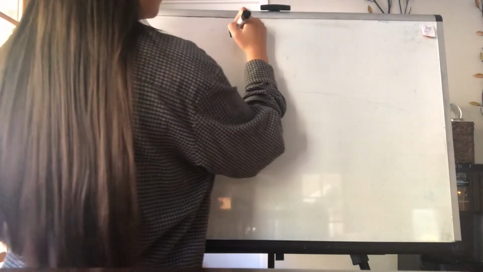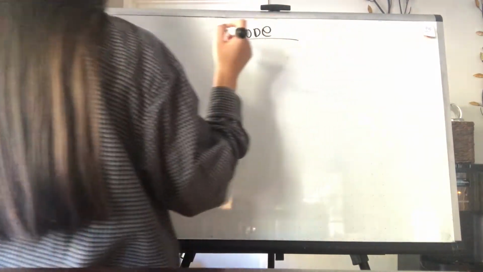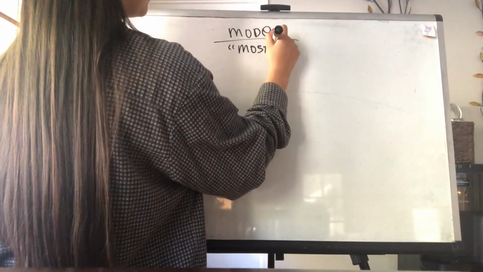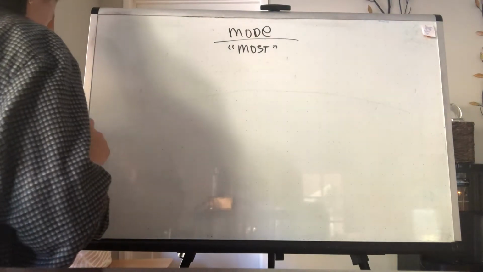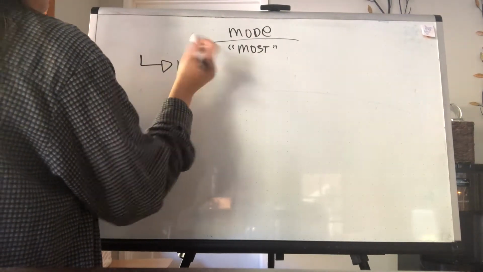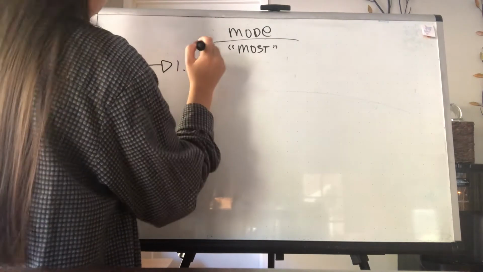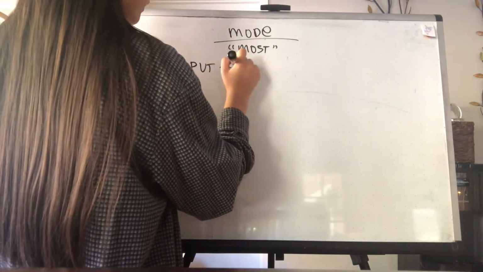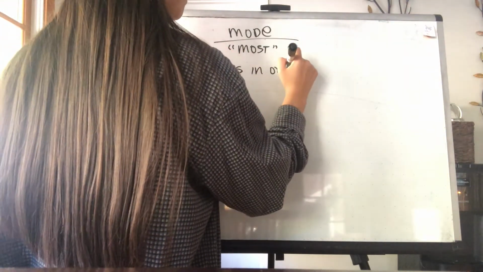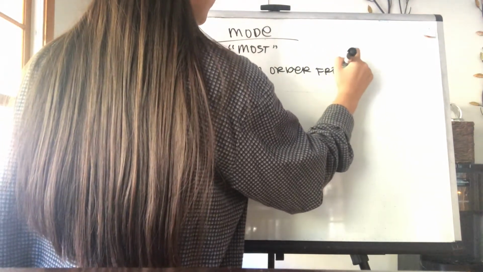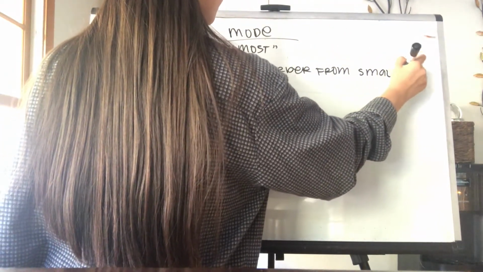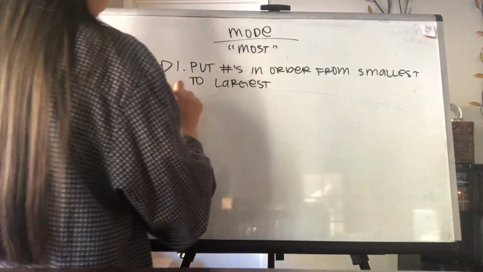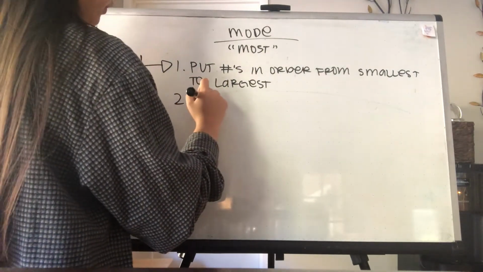All right, next we have mode. And mode is described as the number that occurs the most. So mode, most. That's something to help you remember. So how you find it is one, you rearrange the numbers so it's smallest to largest again. So put numbers in order from smallest to largest. Then the second step is you find the number that occurs the most.